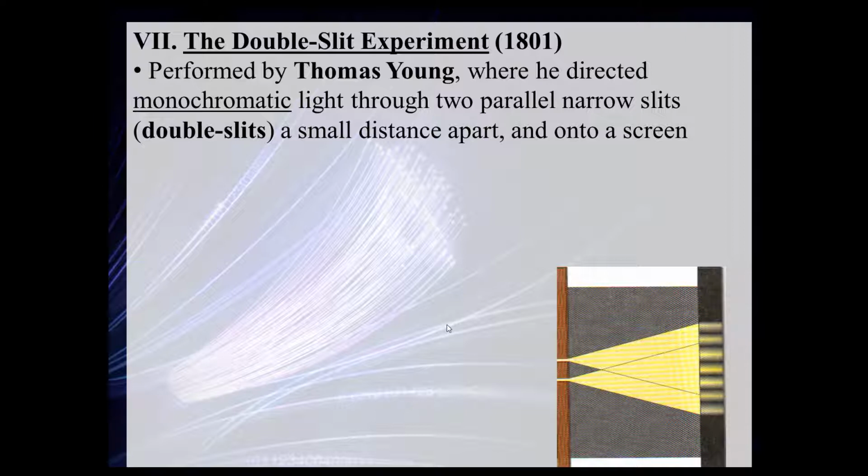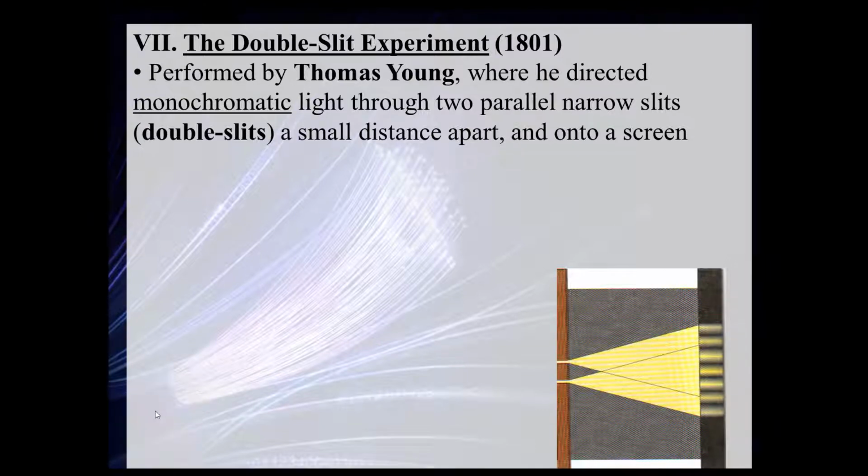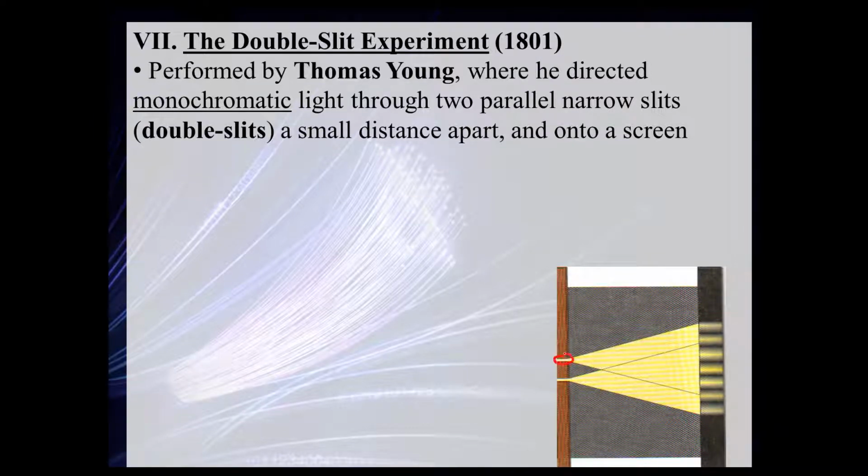So Young takes monochromatic light and shines it through two really small parallel slits. So you've got one here, one there. We call these double slits because they're a pair. And then he observes what happens in terms of a pattern that's going to be produced on a screen.